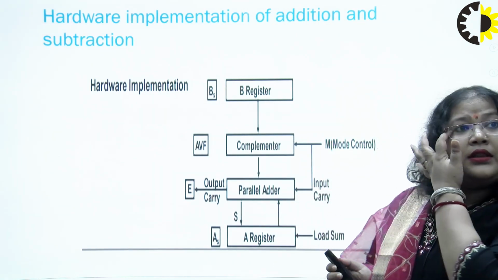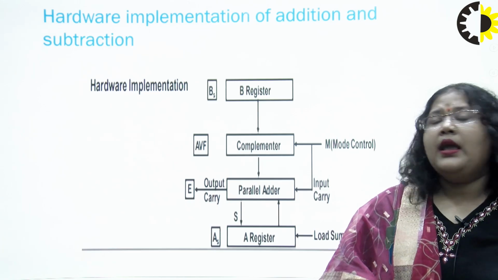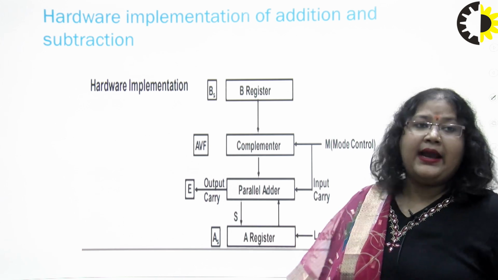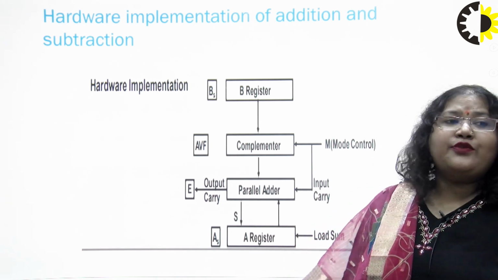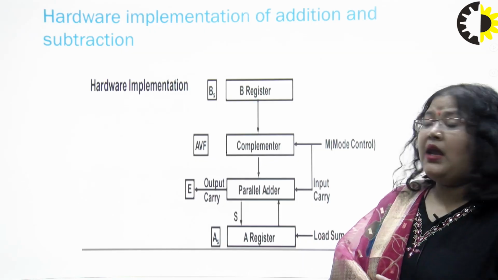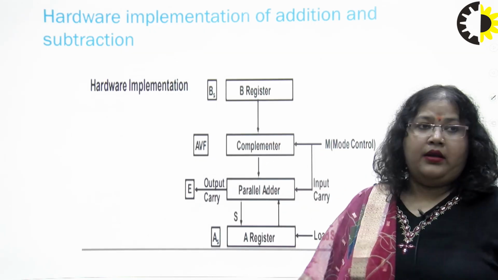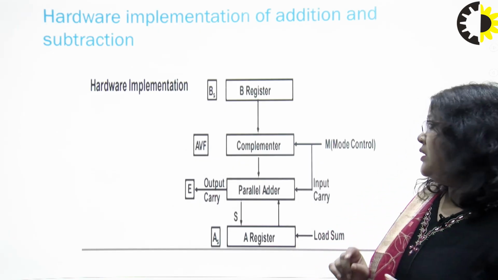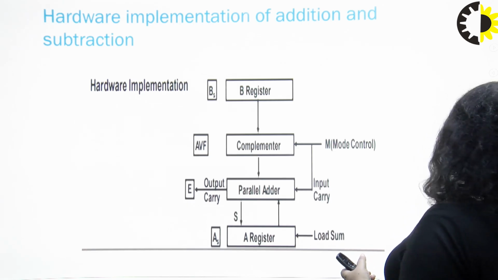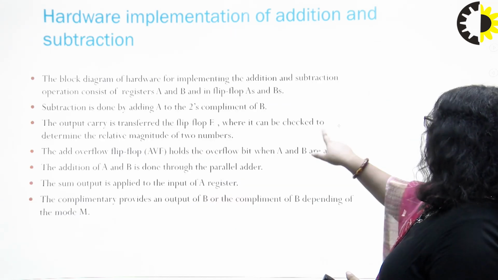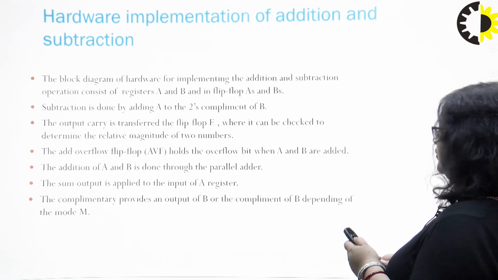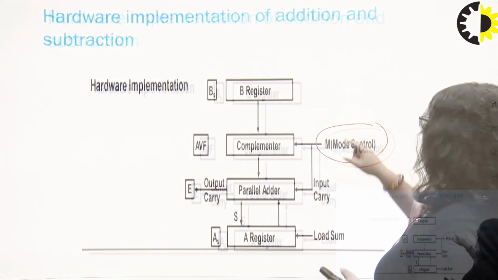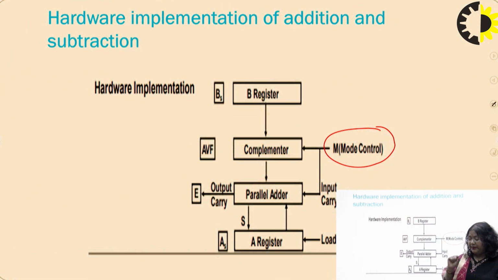This is for the addition and subtraction rule. In this algorithm, we have two registers, A and B, with sign bits AS for register A and BS for register B, and a complementer and a parallel adder. These are all the things we have to define in the hardware implementation of addition and subtraction. And a very important thing that I have to use is the mode.